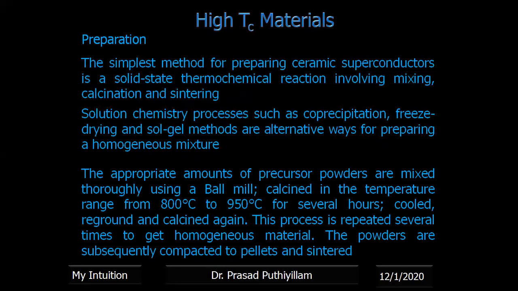The appropriate amounts of precursor powders are mixed thoroughly using a ball mill, which is then calcined at temperatures ranging from 800 degrees Celsius to 950 degrees Celsius for several hours, then cooled, reground and calcined, and the process is repeated several times in order to achieve a homogeneous material. These powders are subsequently compacted into pellets and sintered.